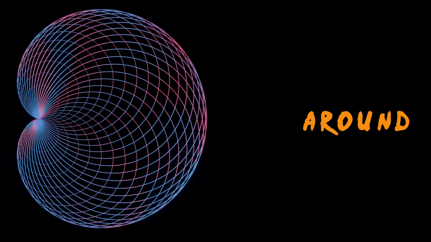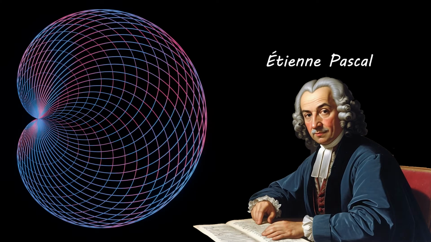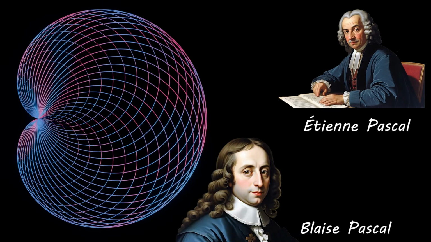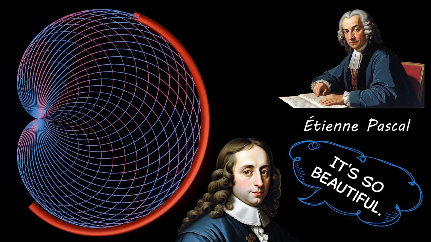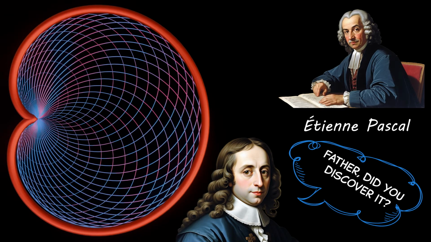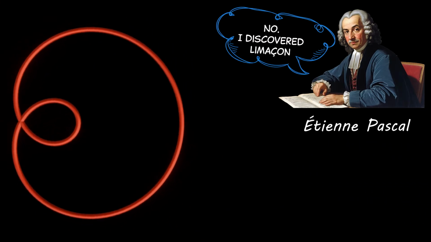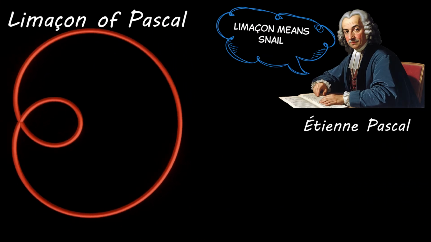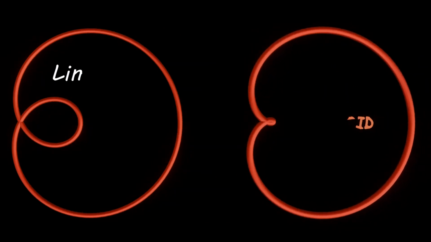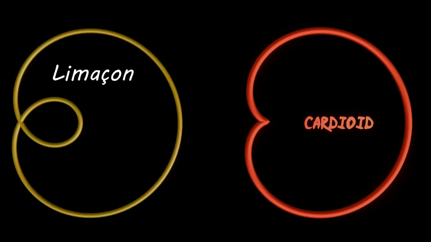Its origins lie around 1637, when minds like Etienne Pascal, yes, father to the legendary Blaise Pascal, were captivated by its elegant form. However, back then, it belonged to a broader family of curves called the limaçon of Pascal, named for resembling a snail. The cardioid itself was a unique gem within this family.